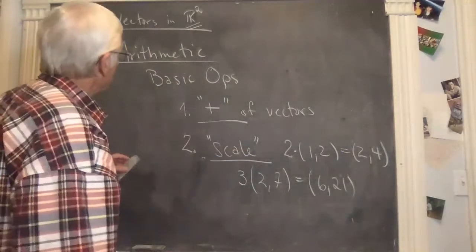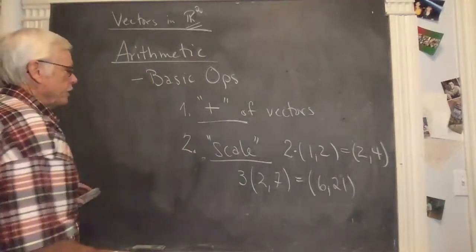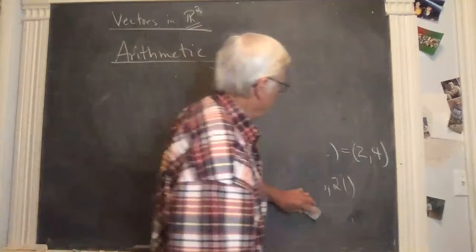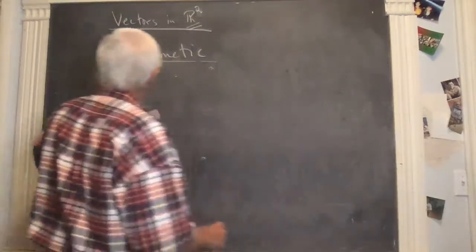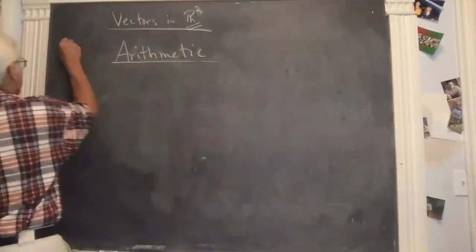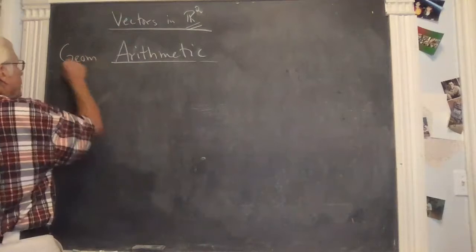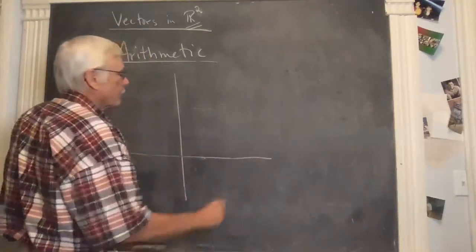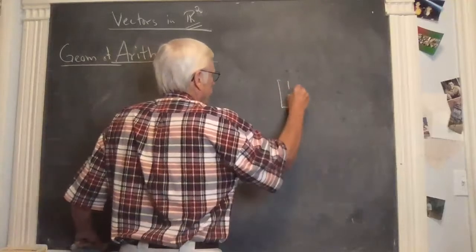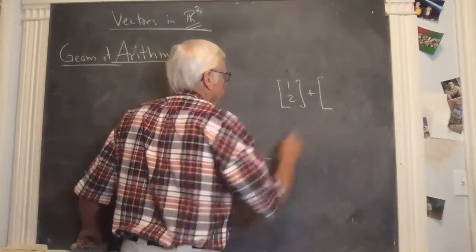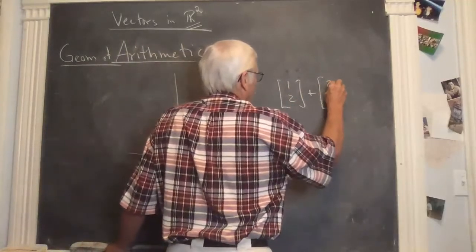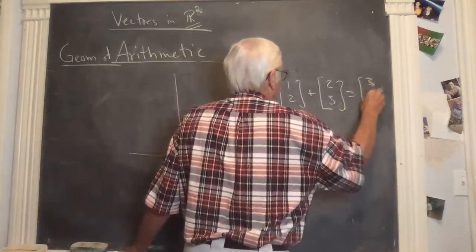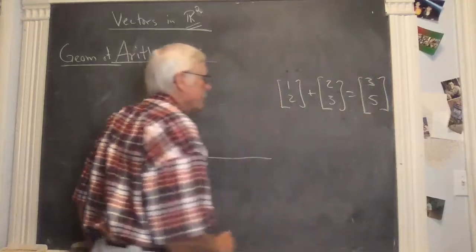So let's take a look at the basic ops we did. And now let's look at the geometry of these basic ops. So this is the geometry of arithmetic. For example, if we take the vector 1, 2, and we add it to the vector 2, 3, we should get the vector 3, 5. Let's see how this works.